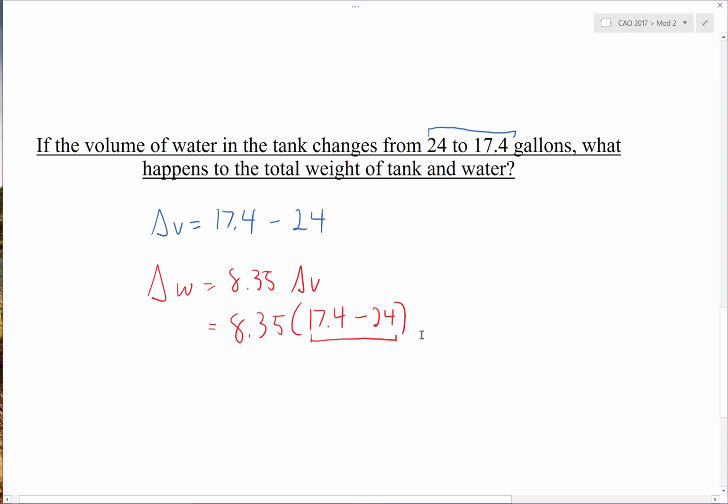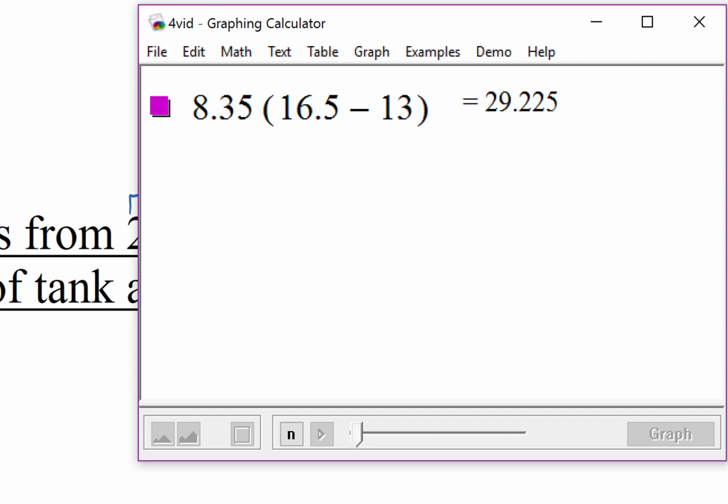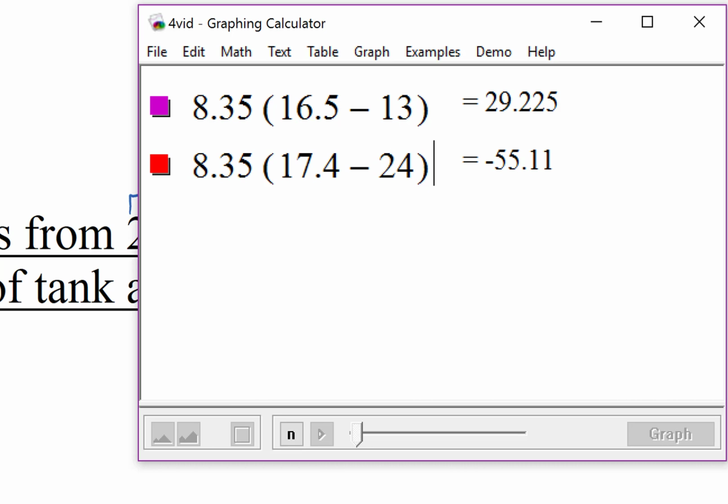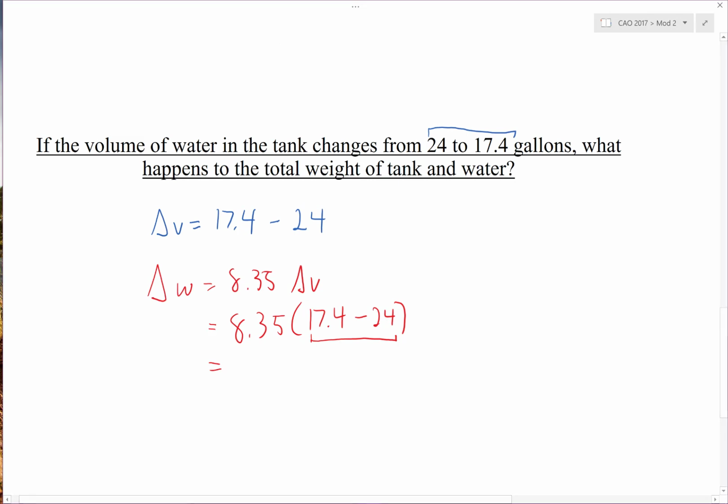So let's actually compute this change in weight. So this change in weight is negative 55.11. So we can say that over this interval of V, the weight of tank and water decreases by 55.11 pounds. So the weight of water changes by negative 55.11 pounds.